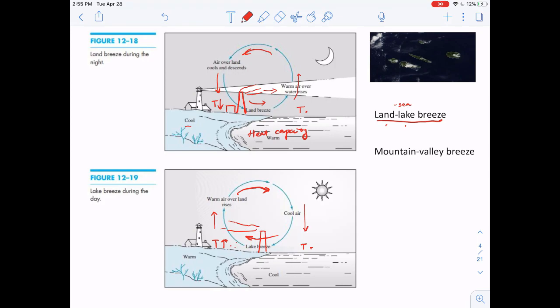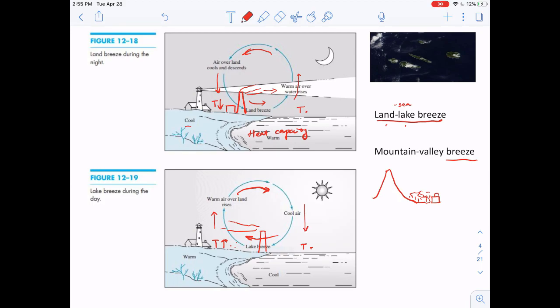So similarly, there is another type of breeze, which is called the mountain valley breeze. This is very similar to the land-lake breeze. So what happens in a mountain valley breeze is, let's say if we draw a mountain here, and then this is the valley. Let's say there are some trees, some buildings, right?